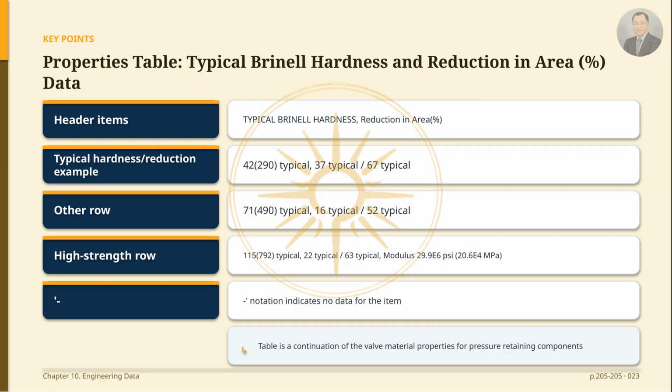In a high-strength row, the hardness is 115, 792 typical, 22 typical, and 63 typical, with a modulus of elasticity of 29.9 times 10 to the power of 6 psi, or 20.6 times 10 to the power of 4 MPa. Cells marked with 3 dashes in the table indicate that data for that item is unavailable. This section is a continuation page of the valve material properties table for pressure-containing components, and the material codes correspond exactly to the previous standard specification list numbers.